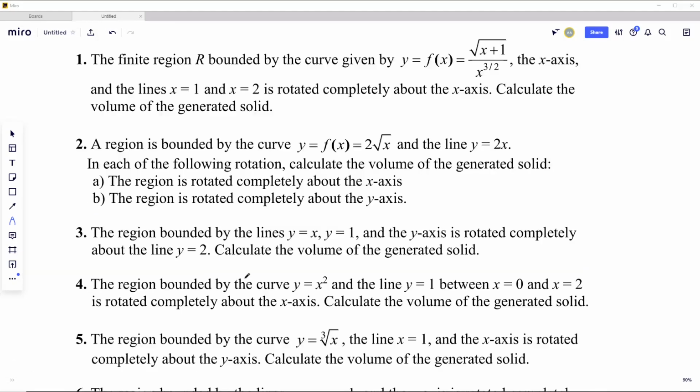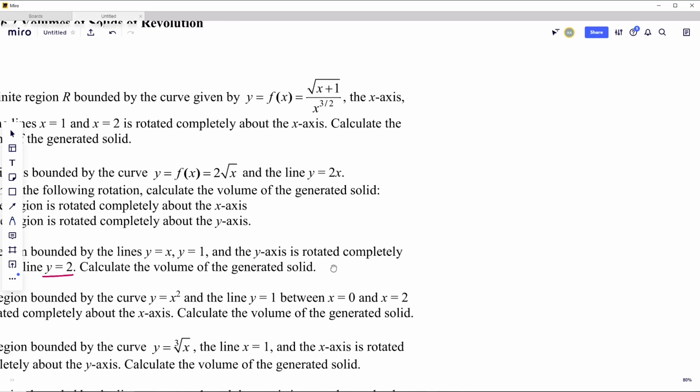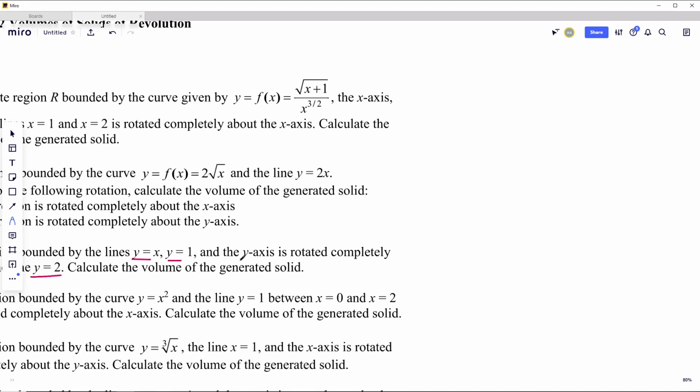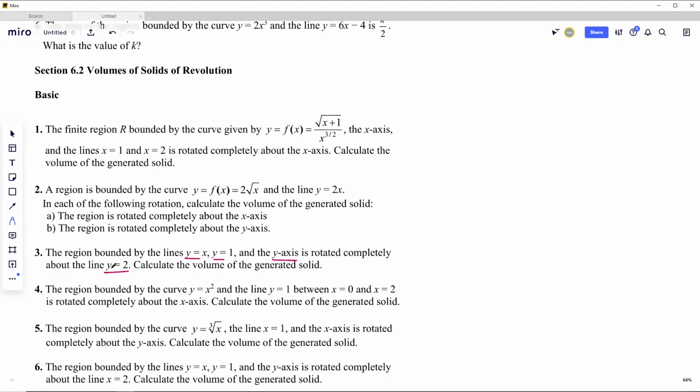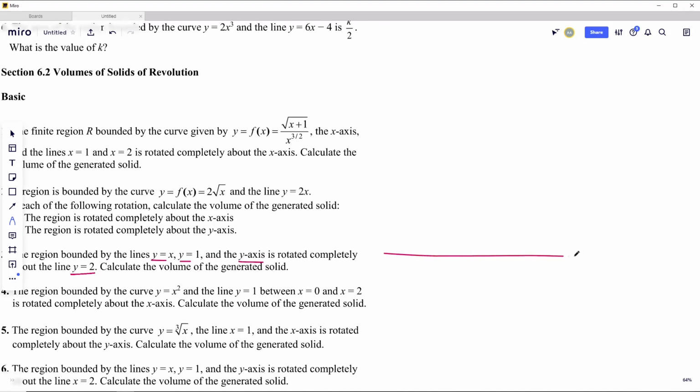So for this one, we have something other than the y-axis or x-axis. We have y equals 2. These are our functions with our bound region, and this is our line of revolution. So let's do this quickly. I think the graph is a bit too big. This one's easy, it's an overkill.